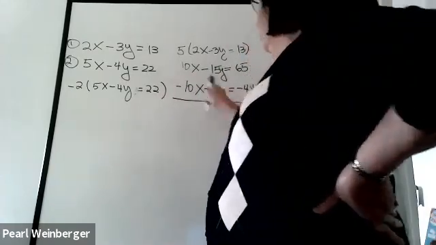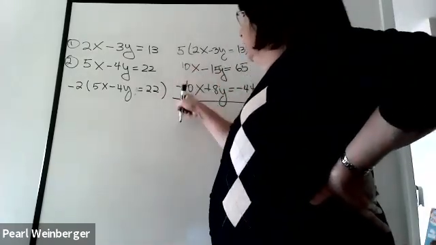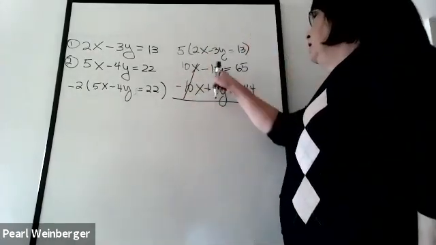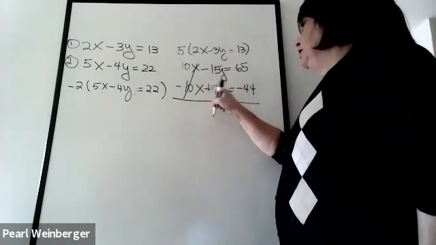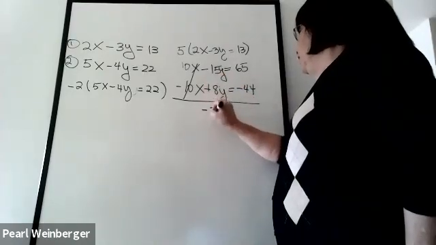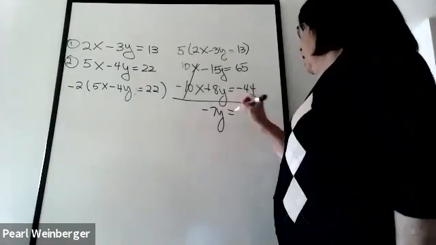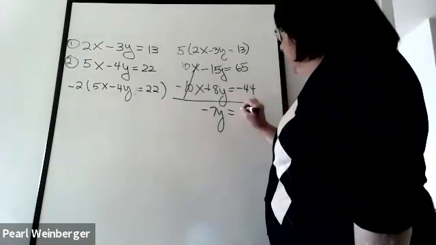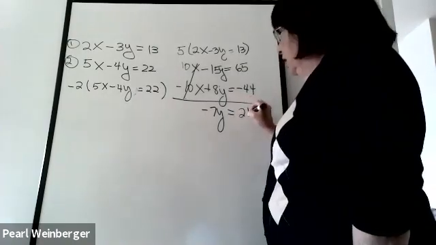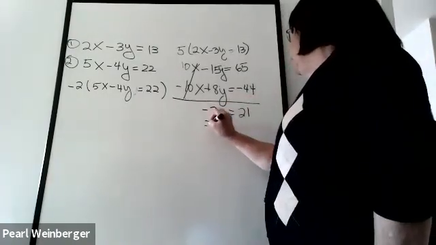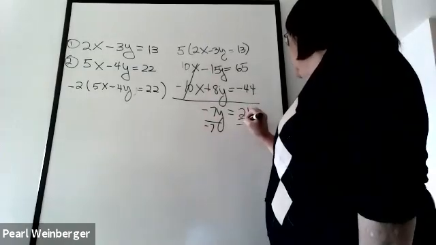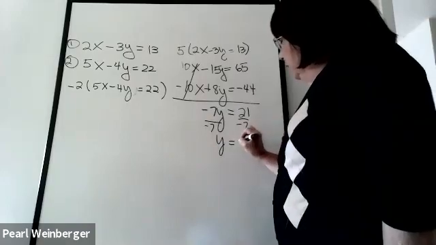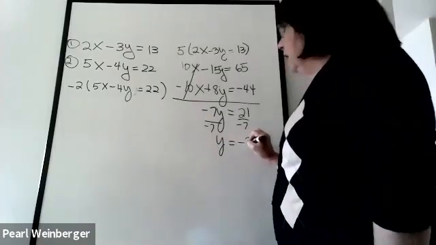And now when I add these two equations down, the 10x and the negative 10x are eliminated. I have negative 15y plus 8y, which gives me negative 7y. And on the other side, I have 65 minus 44, which gives me positive 21. And now I divide by negative 7 on both sides. So that gives me y equals 21 divided by negative 7 is negative 3.